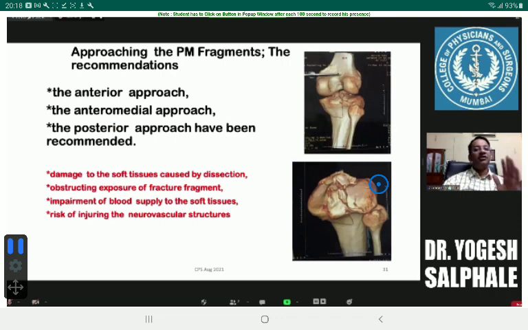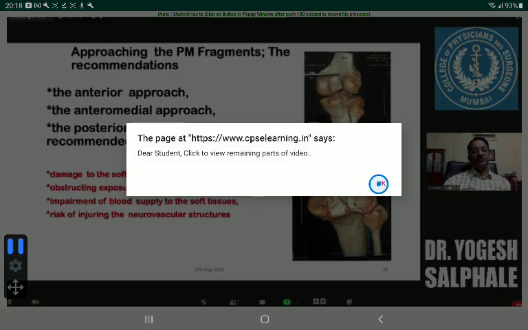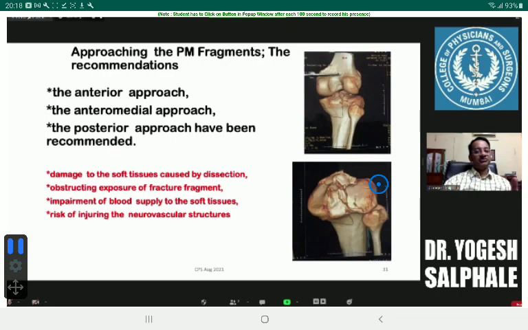So approaches, how do you approach? We can go from the anterior approach, the anteromedial approach and the posterior approaches. So there are many approaches. The damage to the soft tissue is caused by dissection. You have to understand that. Obstructed exposure of the fracture fragment is also an important point. There is a lot of soft tissue trauma and injury to the blood vessels. And the risk of injuring the neurovascular structures is always there. So this is one of the most important points whenever you are tackling any of the posteromedial injuries.